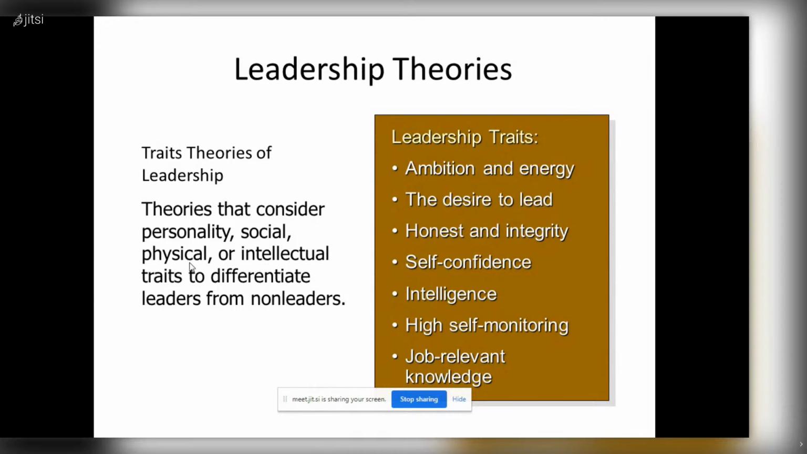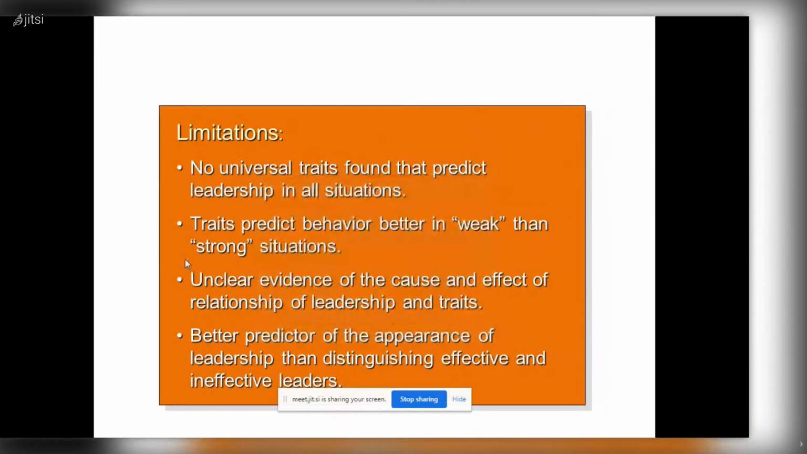Right? So, limitations. If you observe the limitations, no universal traits were found that predict leadership in all situations. That's what I discussed. It is very difficult. That's why we can try to identify what effective leaders did, but we cannot say that by having those traits we consider them leaders. Sometimes we may possess the traits, but we may not perform. Only when you perform can you become a leader.